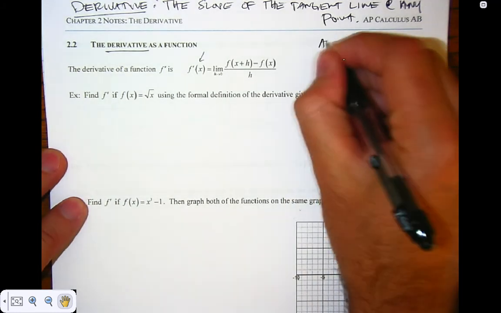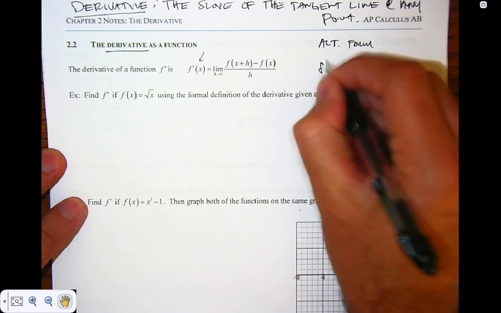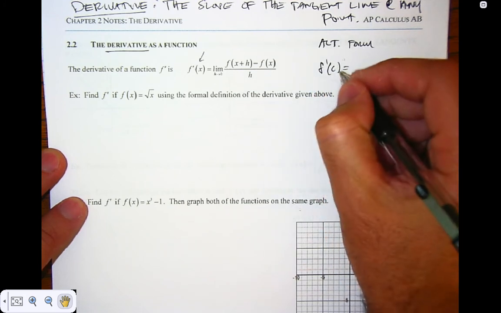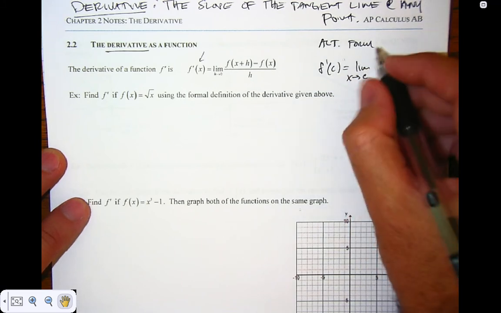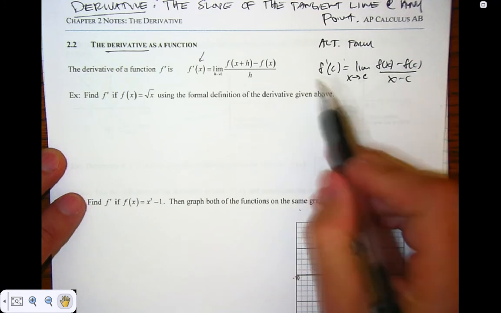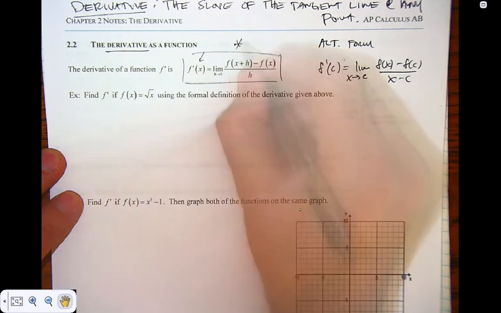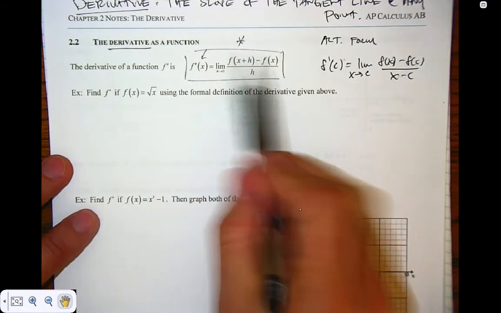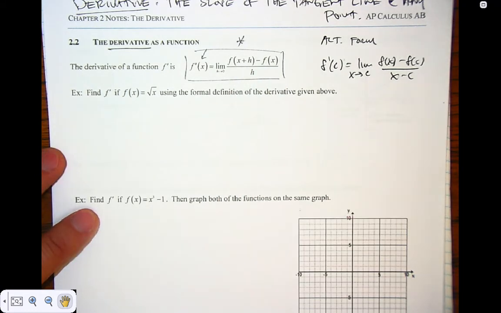You have already been given an alternate form from before, and it told you that f prime of c is equal to the limit as x approaches c of f of x minus f of c over x minus c. This is the derivative at some point c. This is much more common, okay? This is really the one you want to focus on and use. And this is just a complicated version of y2 minus y1 over x2 minus x1, okay?